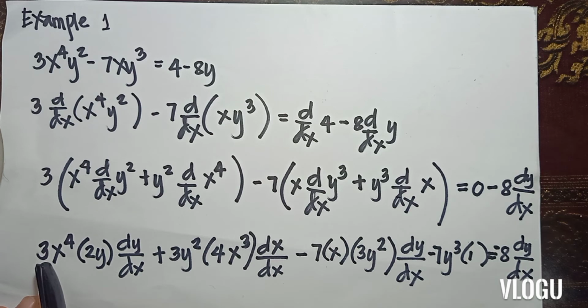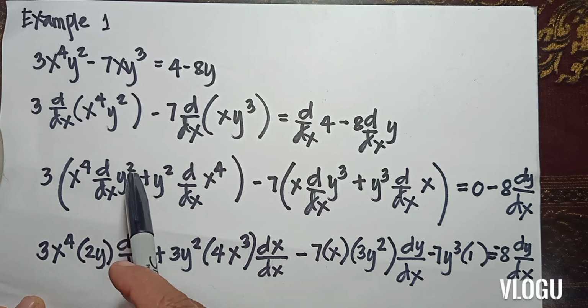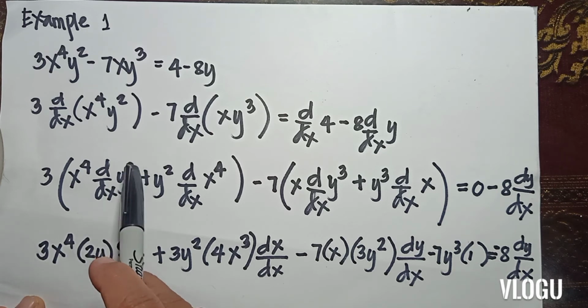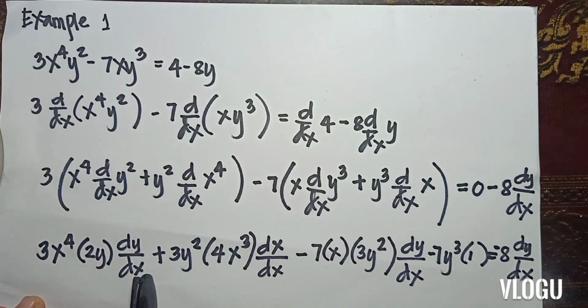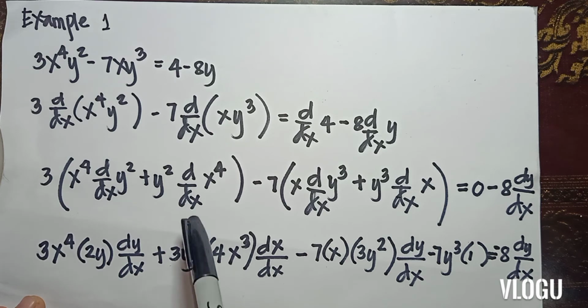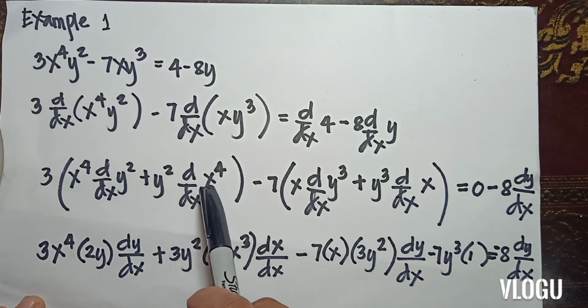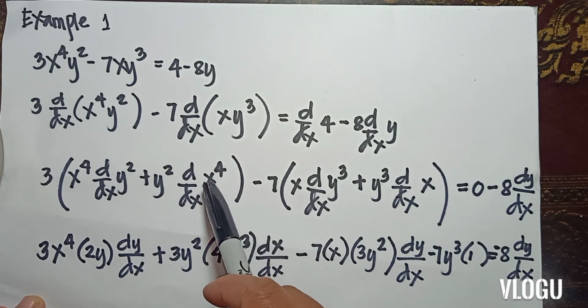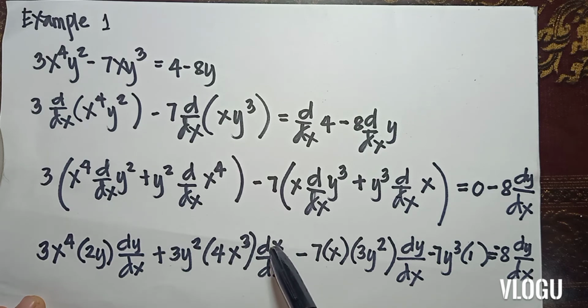So next, we have the derivative of y squared. That is 2y times the derivative of y without exponent. That's the reason we have 3x to the 4th, 2y, dy/dx. Plus, okay, multiply 3 inside, so 3y squared. This time we are going to find the derivative of x to the 4th. So we have 4x cubed times the derivative of x without exponent, so we have dx over dx.